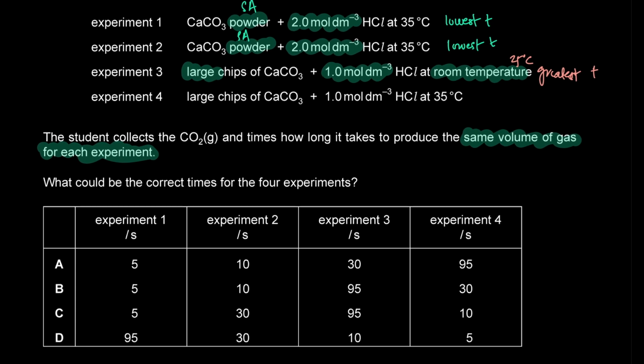So experiments 1 and 2 should be the fastest, whereas experiment 3 should be the slowest, which means that the answer is B. Experiments 1 and 2 take the least amount of time. Experiment 3 takes the most amount of time, and then experiment 4 is somewhere in between, right? We're using larger pieces and a lower concentration, but the same temperature as the first two. So it will be in between. So the answer is B.